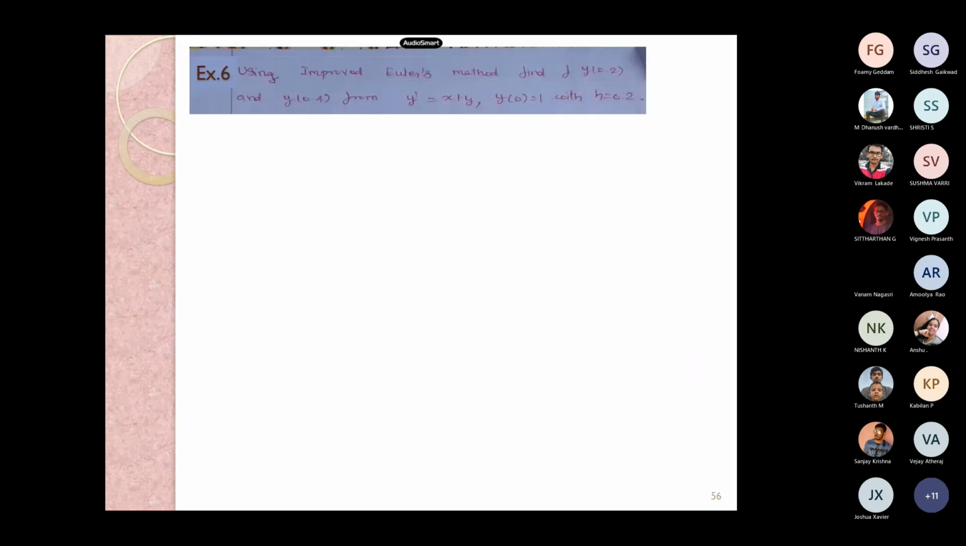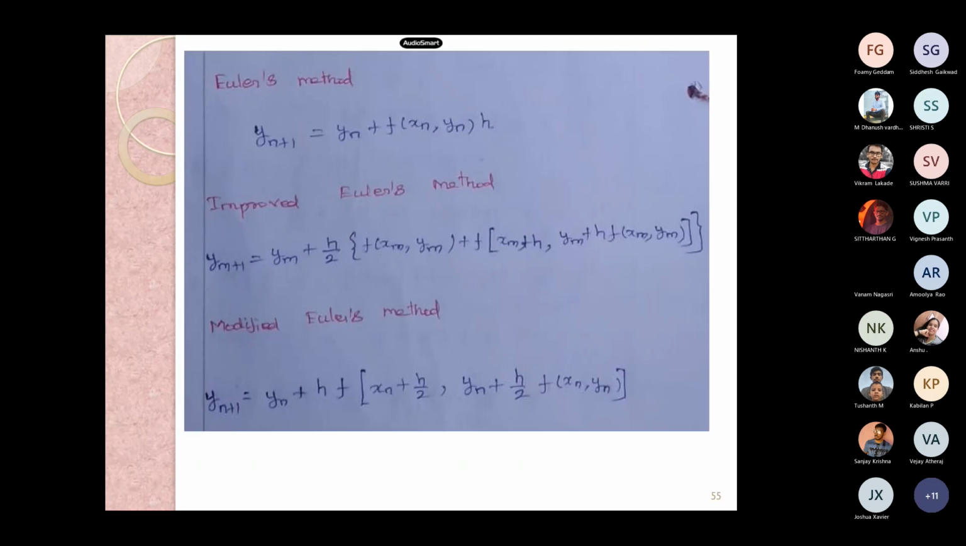And this is what will solve the problem, that is using improved Euler's method. Apply the appropriate formulas and try to find the results. There are three different formulas available to find the values in Euler's method: one is Euler's method, improved, and modified.